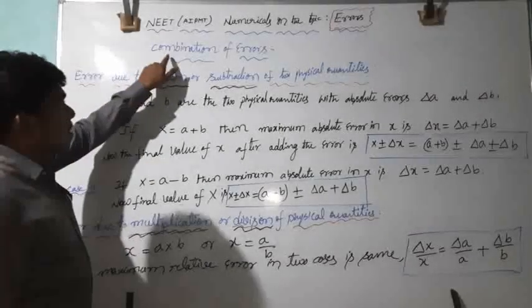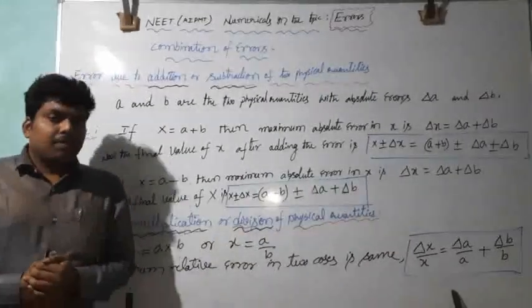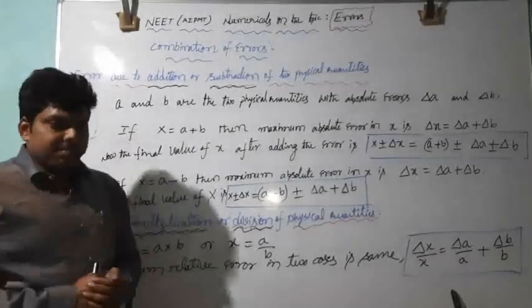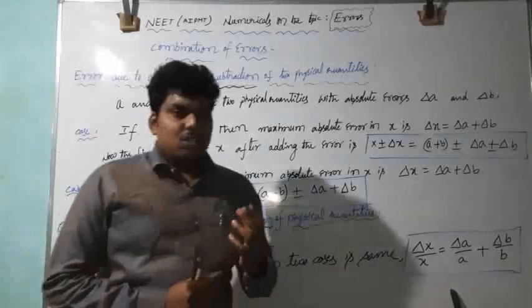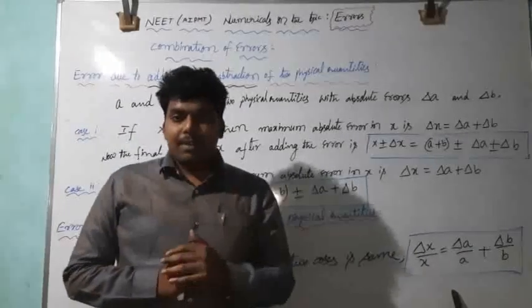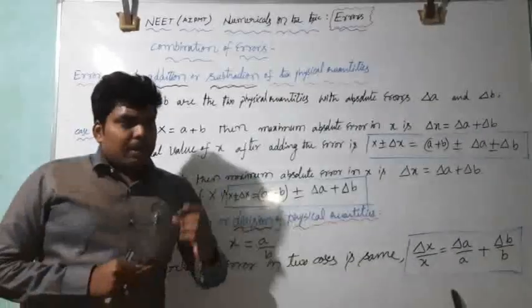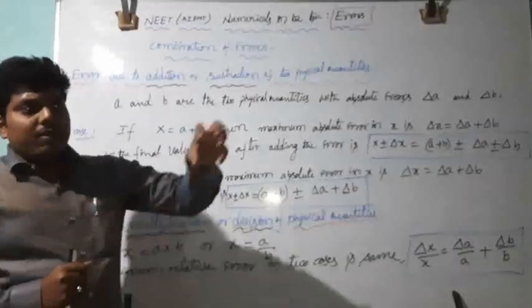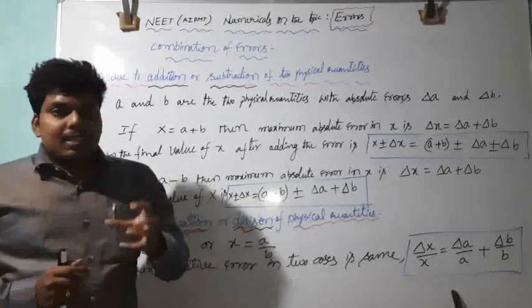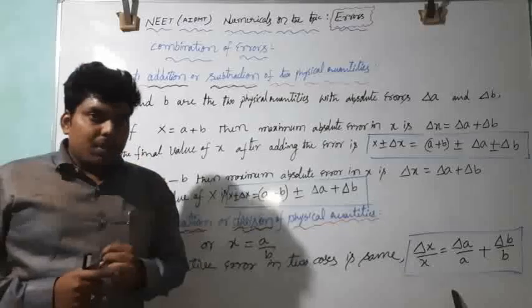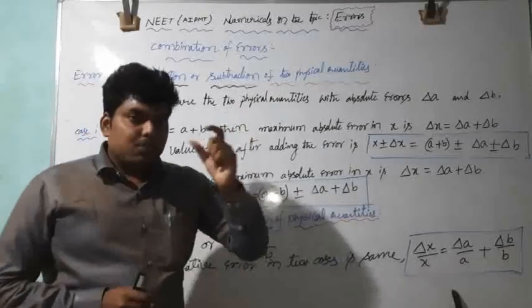Now, the combination of errors. Combination of errors means, we know the definition of velocity. Velocity is nothing but the rate of change of displacement. The formula is given by velocity is equal to displacement by time. While measuring the displacement, we have a certain error. While measuring the time also, we have a certain error. That means there are two different physical quantities, displacement and time.